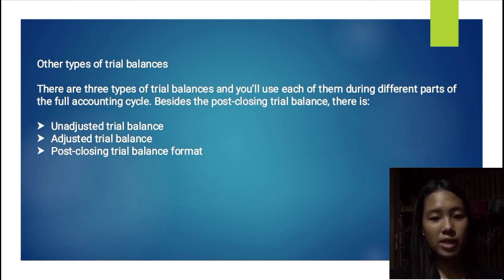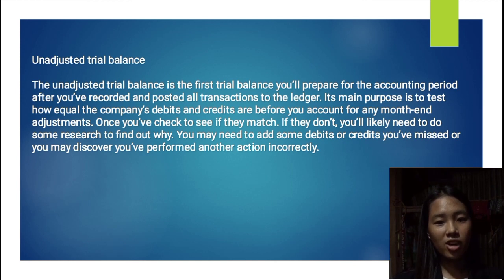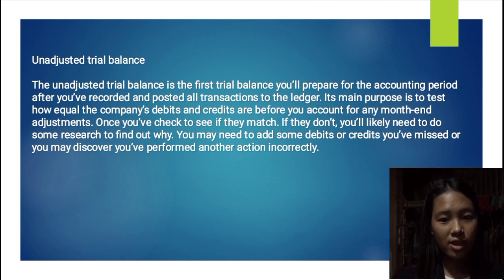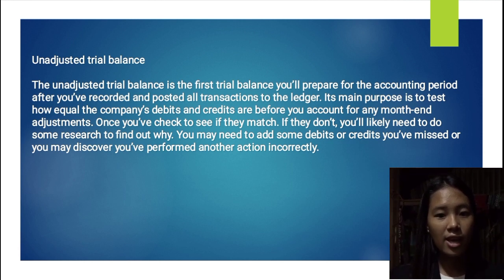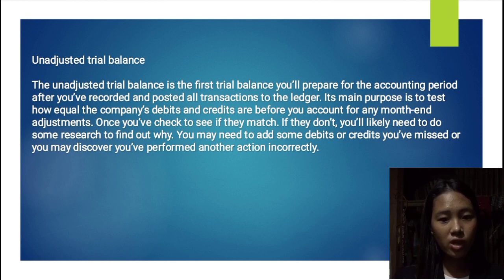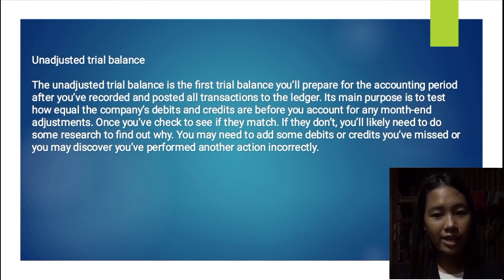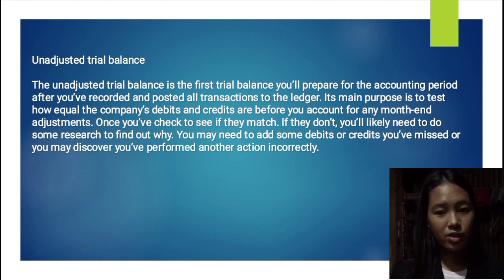So, an unadjusted trial balance is the first trial balance you'll prepare for the accounting period after you've recorded and posted all transactions to the ledger. Its purpose is to test how equal the company's debits and credits are before you account for any month-end adjustments. Once you've included all debits and credits, check to see if they match. If they don't, you'll likely need to do some research to find out why. You may need to add some debits or credits you missed, or you may discover you've performed another action incorrectly.